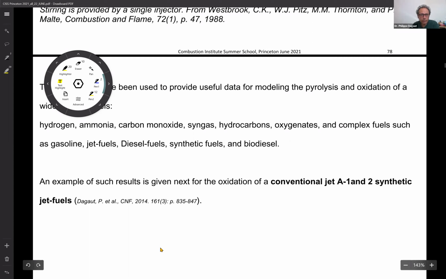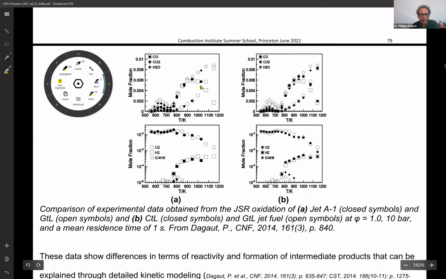And here you have Jet A1, the black symbols of Jet A1 data. Here we have the GTL, which are the open symbols, and on the right-hand side, the closed symbols are CTL, coal to liquid, and the GTL are open symbols still. So we operate the reactor at 10 bar under stoichiometric condition with a residence time of 1 second.